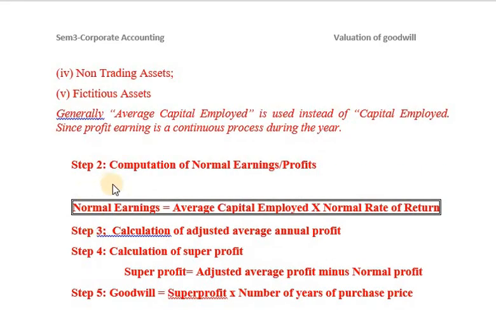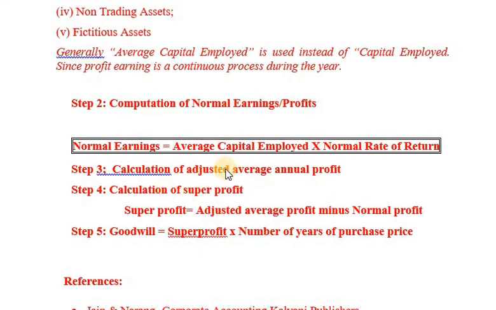Step number 2, we calculate normal earnings. What do normal earnings mean? Normal earnings is equal to average capital employed into normal rate of return. I repeat once again, normal earnings is equal to average capital employed into normal rate of return. What is normal rate of return? The rate of return anticipated in the normal course of business.